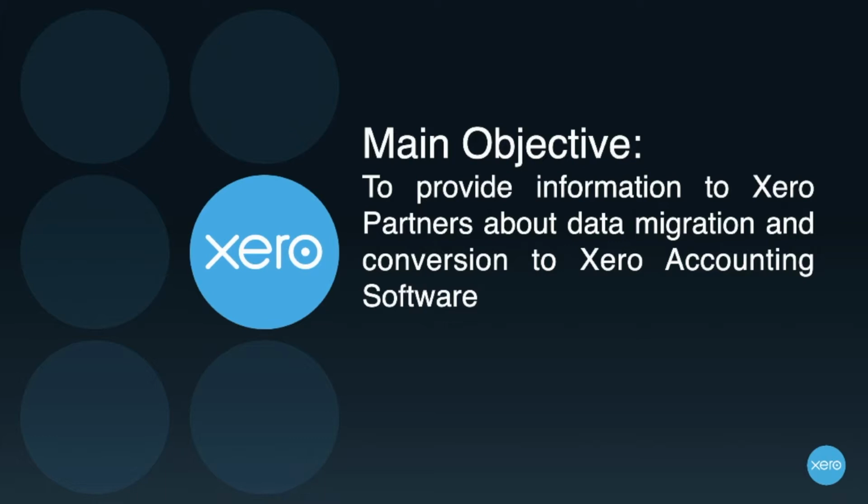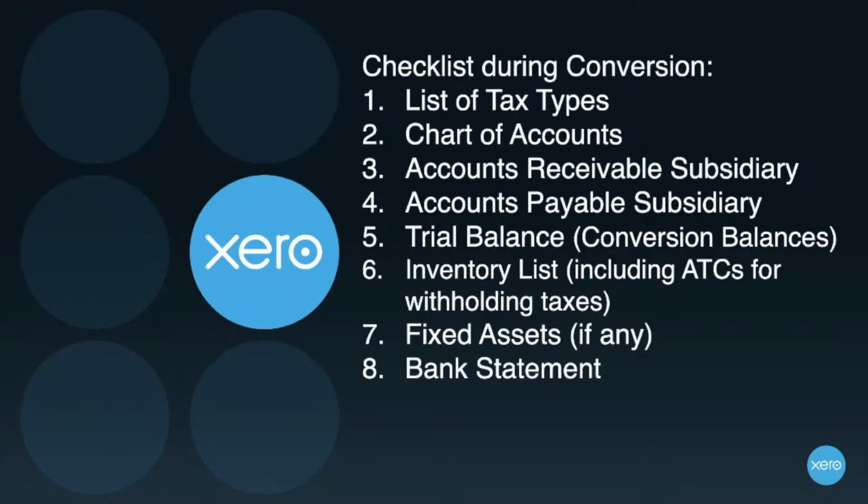So basically, paano natin gagawin ang data migration? We need to have a checklist upon conversion. First on the list, we have the list of tax types that we need to provide. And of course, we need to have the chart of accounts, the accounts receivable subsidiary, the accounts payable subsidiary, the trial balance or the conversion balances, and the inventory list, and that includes all the alphanumeric tax codes that we will be using for withholding taxes, and the list of fixed assets currently in use in the company, and of course, the bank statement.